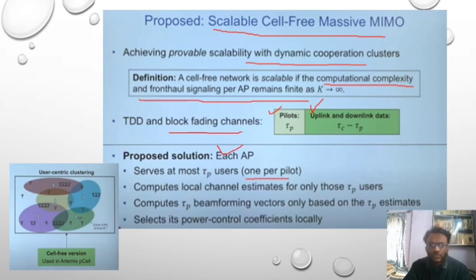That is, the most of the TP users are one per pilot, and each AP computes the local channel estimates for only those TP users. So I have to estimate these TPs which are basically in active condition, or the primary users at a time in the particular network. Then it computes the beamforming vector. Whenever I compute the beamforming vector of this particular AP, only the active TPs have to be calculated there. So my computational complexity is going to be reduced, because the complexity is only in the active users, that is, the primarily active ones.